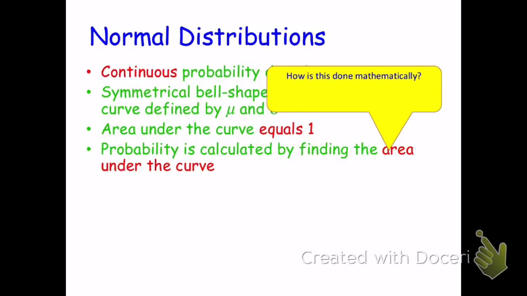How is this done mathematically? Well, you would probably need to use an integral function by hand, but if we're doing it in the calculator, does anyone remember what calculator function we used? No, to find the area under a normal curve. Remember when we did the empirical rule? This is when we did the normal CDF.